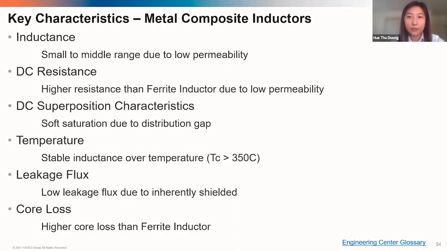And with metal composite inductors, the inductance range is limited, and these also have higher DC resistance due to low permeability. These have better saturation compared to ferrite inductors, as these have soft saturation due to the distributed gap. These are also stable over temperature, and the magnetic flux in these parts is inherently shielded. The downside is that these have higher core loss than ferrite inductors.